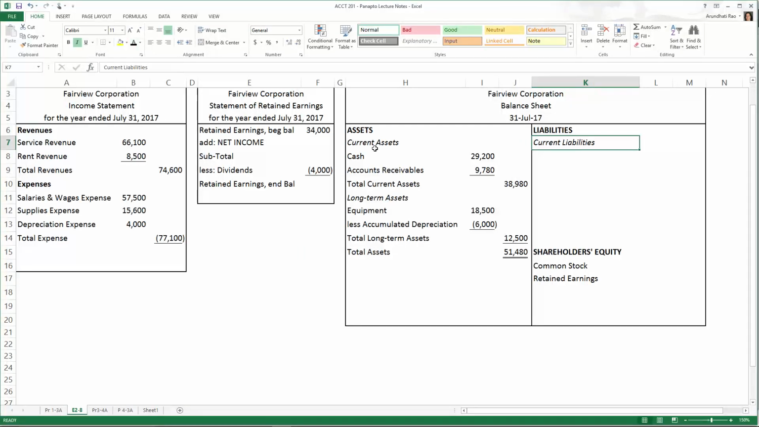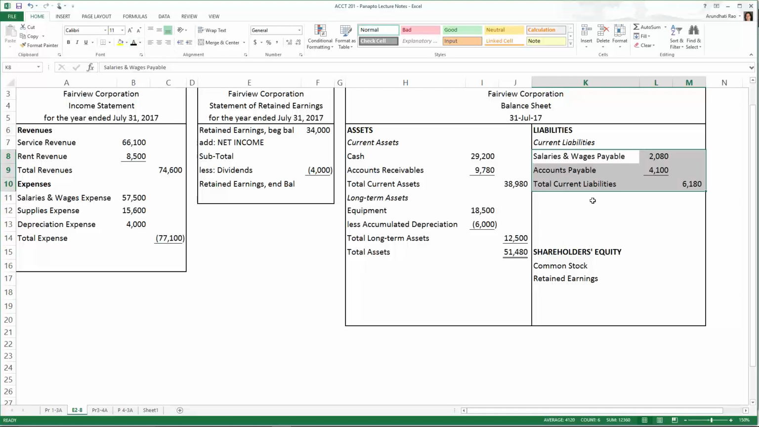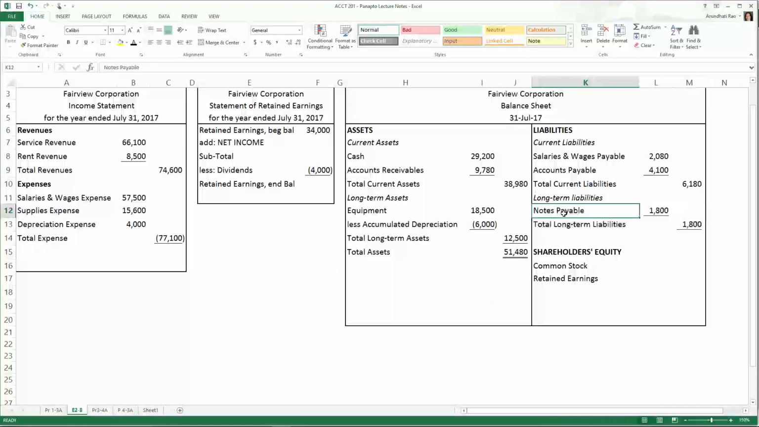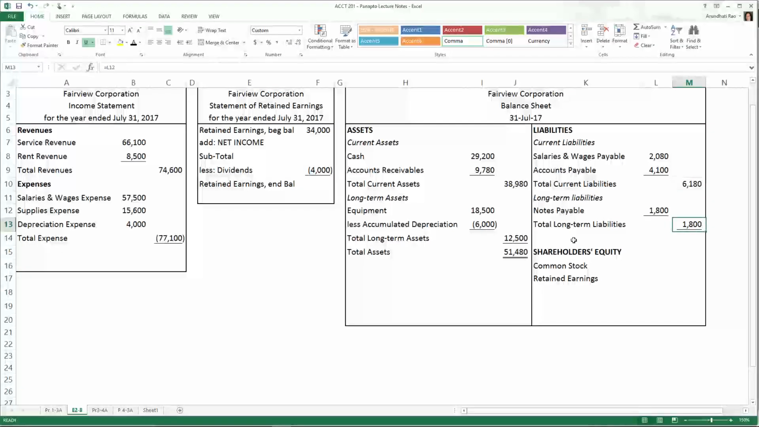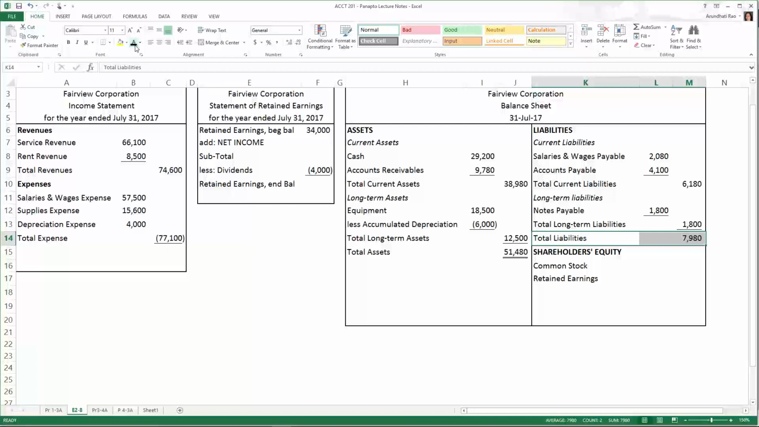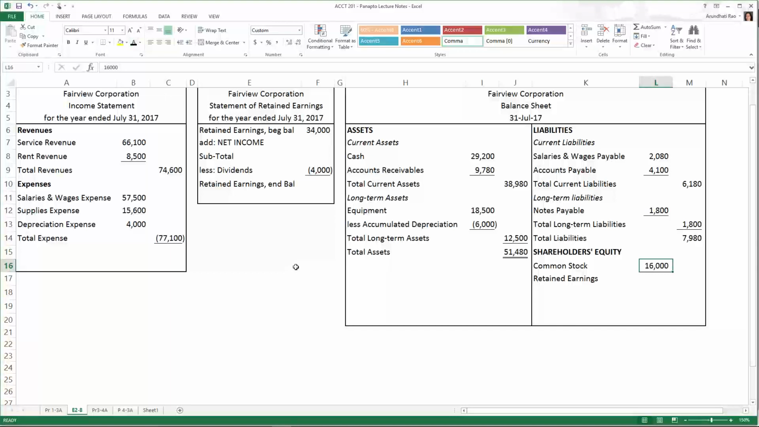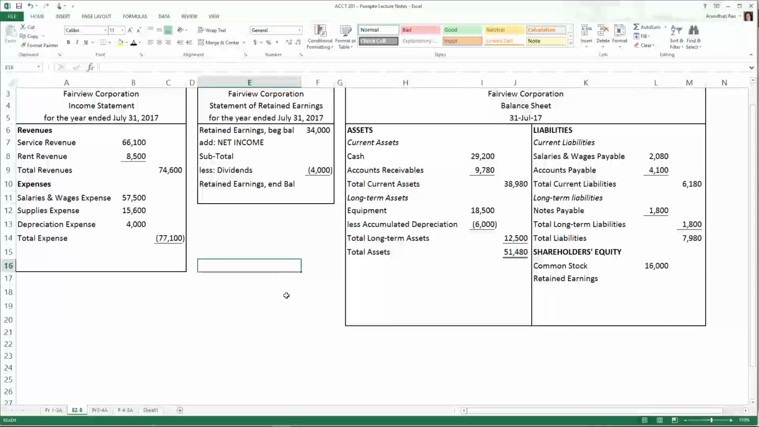As in with assets, I had current assets. Here I have current liabilities. I had two current liabilities: salaries and wages payable and accounts payable, adding up to 6,180. And under my long-term liabilities, I had only notes payable, 1,800. Current liabilities plus long-term liabilities will give me my total liabilities. My common stock was given to me at 16,000. So all the information given to me in the problem, I have put in place.